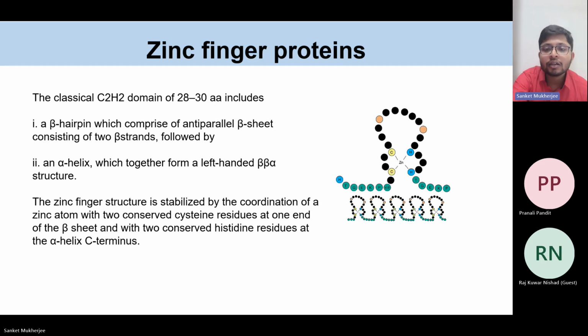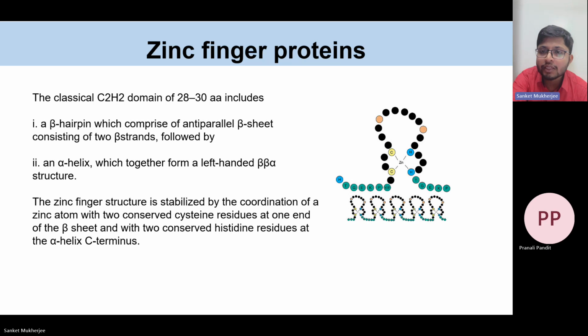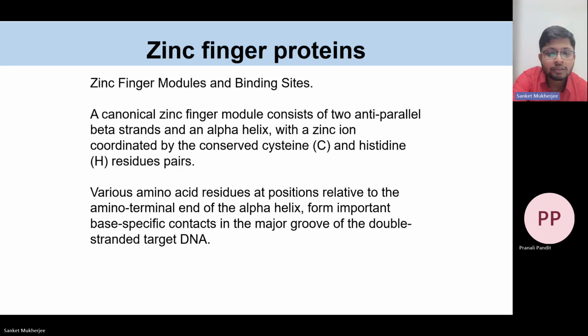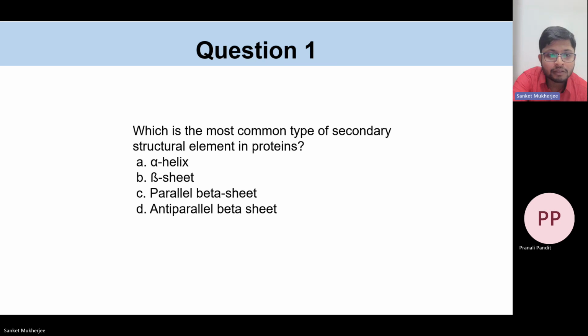Then we talked about zinc finger proteins, which were isolated first from Xenopus laevis, and they contain conserved cysteine and histidine residues that interact with the zinc in the hairpin loop. Now, this hairpin loop consists of beta sheets. One is parallel, another one is anti-parallel. So we talked about it, and that's all.